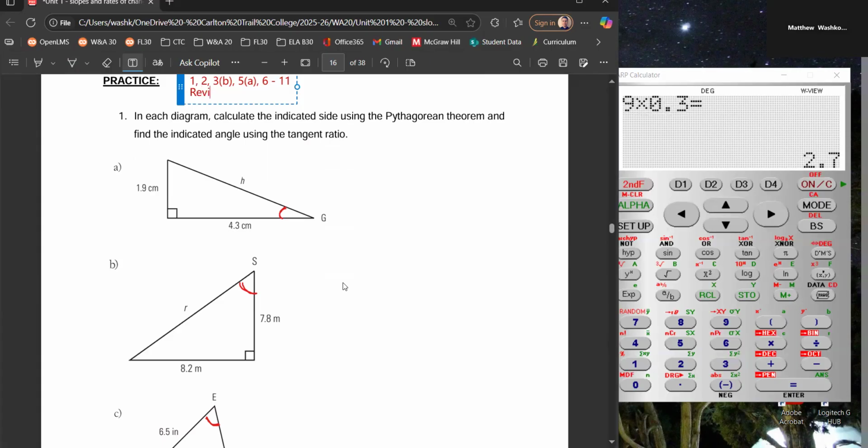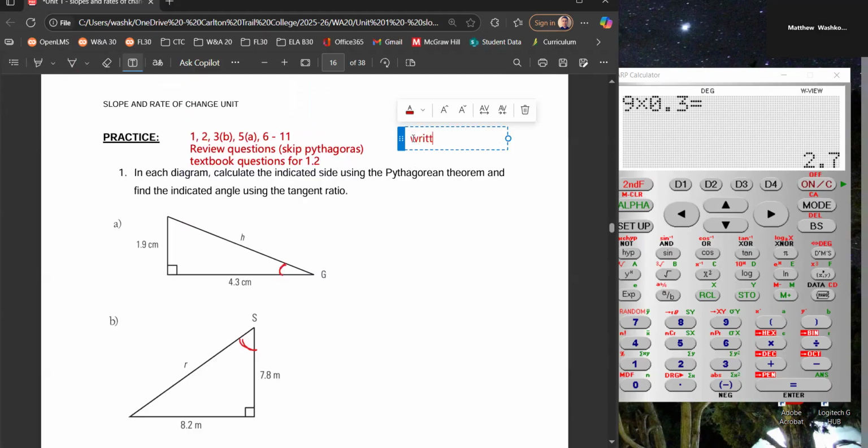Then you're doing your review questions. Skip Pythagoras ones. And then you are doing the textbook questions for 1.2 as well. All of this will be written down. So this will all be written down on the assignment page, okay? And on the lesson. All right.